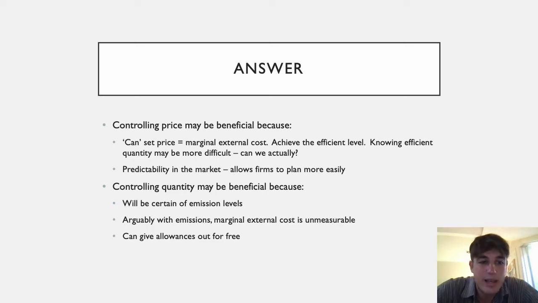Then next, arguably with emissions, the marginal external cost is unmeasurable. How do you measure the cost to future generations? You're going to have to discount it, but what's the discount rate? That small change in the discount rate will massively affect the result. How do we even predict the costs? Because you've got catastrophic events which happen at certain levels, such as, I believe, there's some sort of wind system which brings hot air to England from the Americas. And at a certain level of temperature, if we emit a certain level, that breaks down.